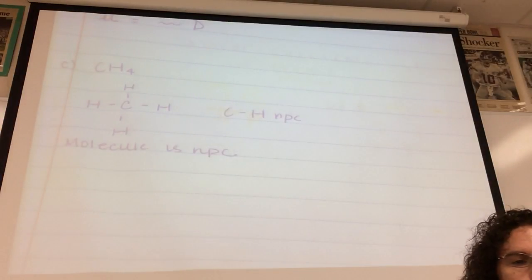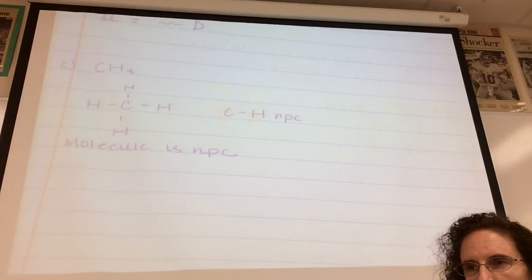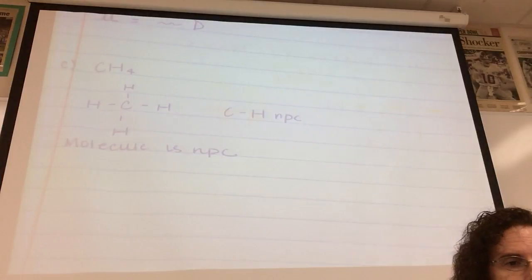What was the range again for the value? Less than 0.5 is nonpolar covalent. Between 0.5 and typically 2.1 is polar. But they're not going to ask you that. They may say which is more polar. If they give you the values, you could figure that out.